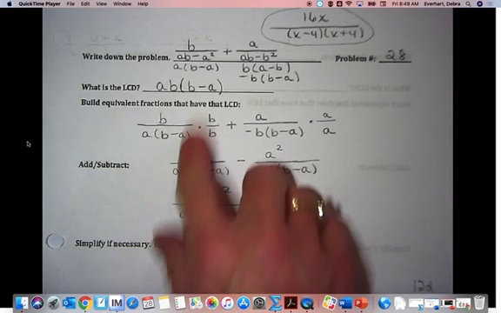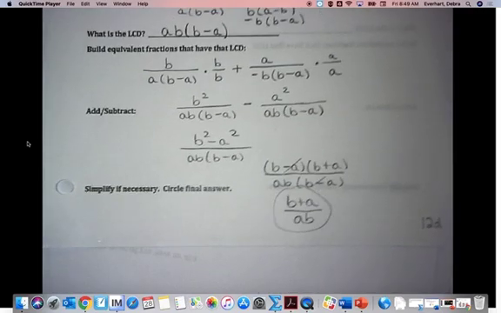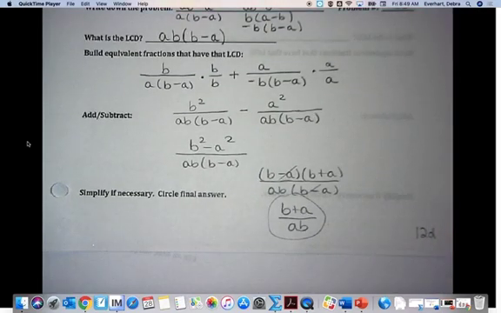So the first fraction's missing a b, so I'm going to multiply by b over b. The second one's missing an a, so I'll multiply by a over a. Plus a negative makes that problem subtraction. And then we get b squared minus a squared over that common denominator. But are we finished? We are not, are we? Because then we can factor that b squared minus a squared. The b minus a's cancel out, and you'll get your answer. So that one was definitely the toughest one of that bunch because it combined the opposites with more parts of the LCD. Any questions?